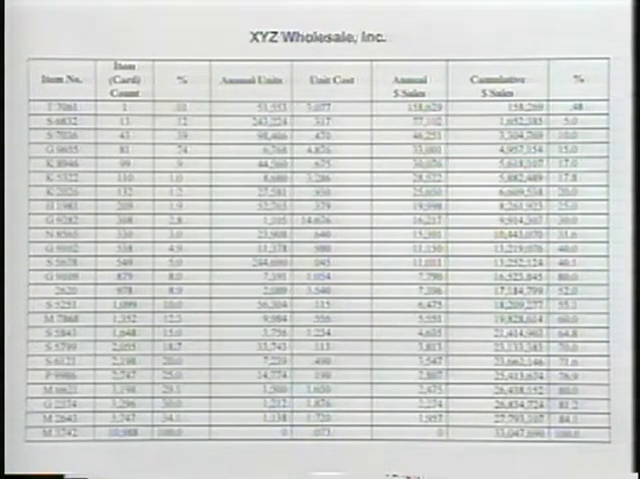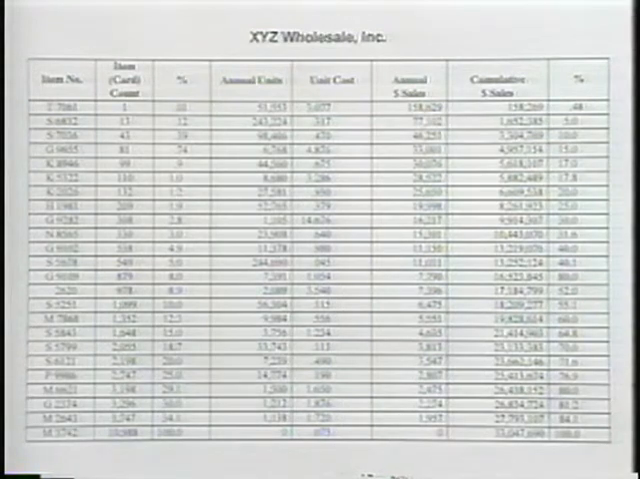And we'll show you how to develop the percentage of the annual usage value in a few moments. Again, continuing to the right, the annual units is another term for annual usage, and that information comes from the individual inventory record cards. The unit cost is the unit cost as we've described before, and that comes from the inventory record card.